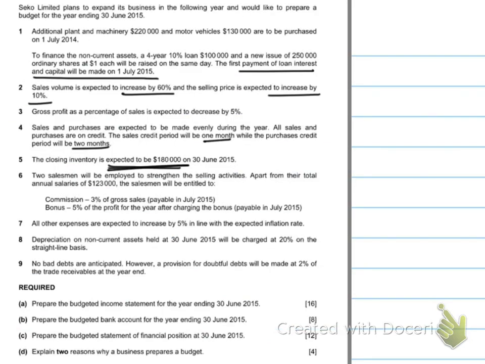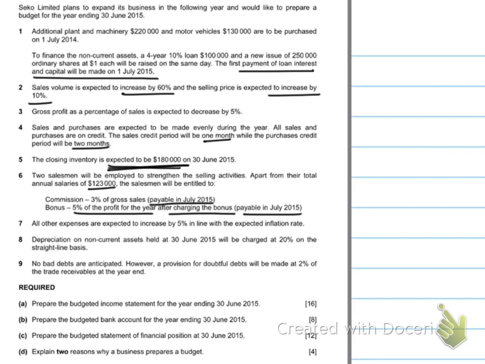Okay, then it says 2 salesmen will be employed to strengthen the selling activities. Apart from the total annual salaries of 120,000, the salesmen will be entitled to a commission of 3% of gross sales, payable in July 2015. This means that the commission will be accrued, and a 5% of the profit of the year after charging the bonus. This is also payable in July 2015, which means this will also be accrued.